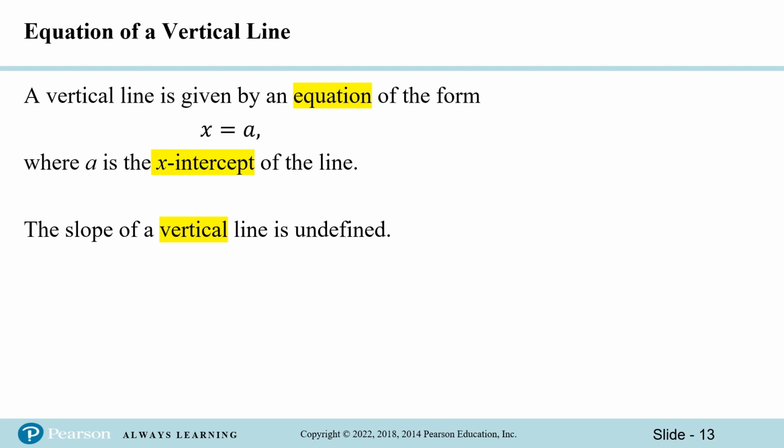A vertical line, on the other hand, is going to be of the form x equals a number. The x-intercept is going to be that number, so you're going to have a 0 for your y-intercept. The slope of a vertical line is undefined.